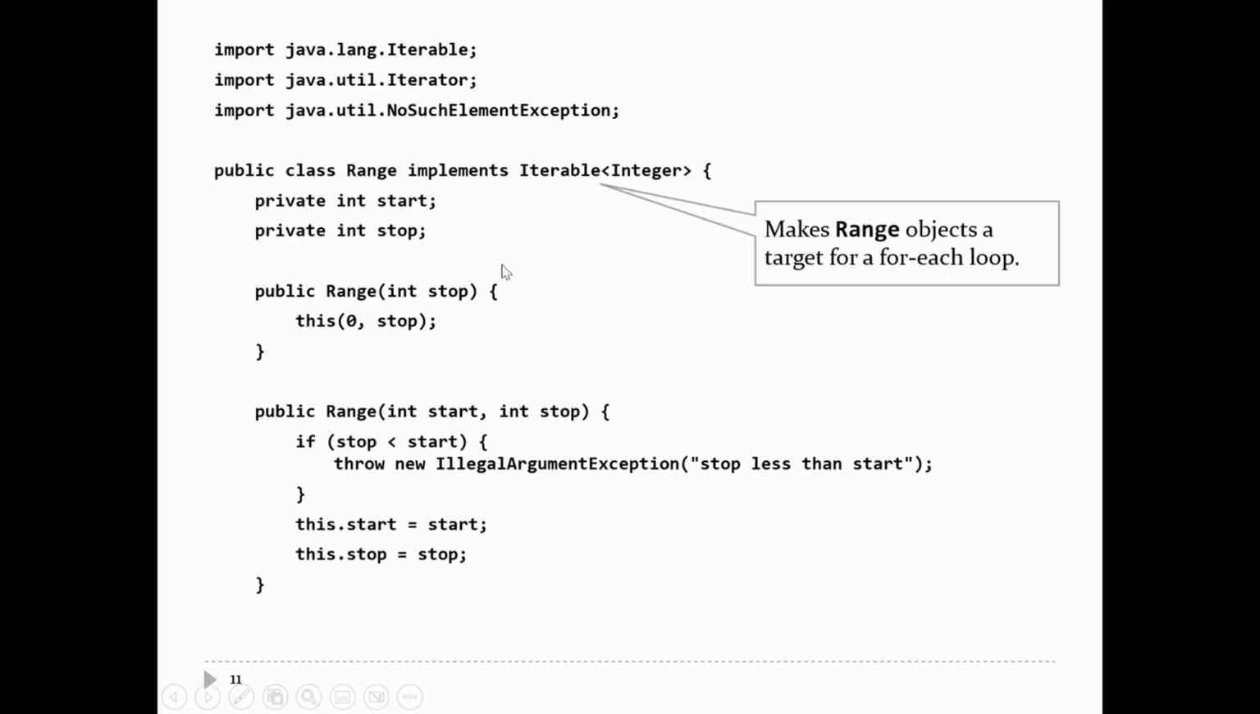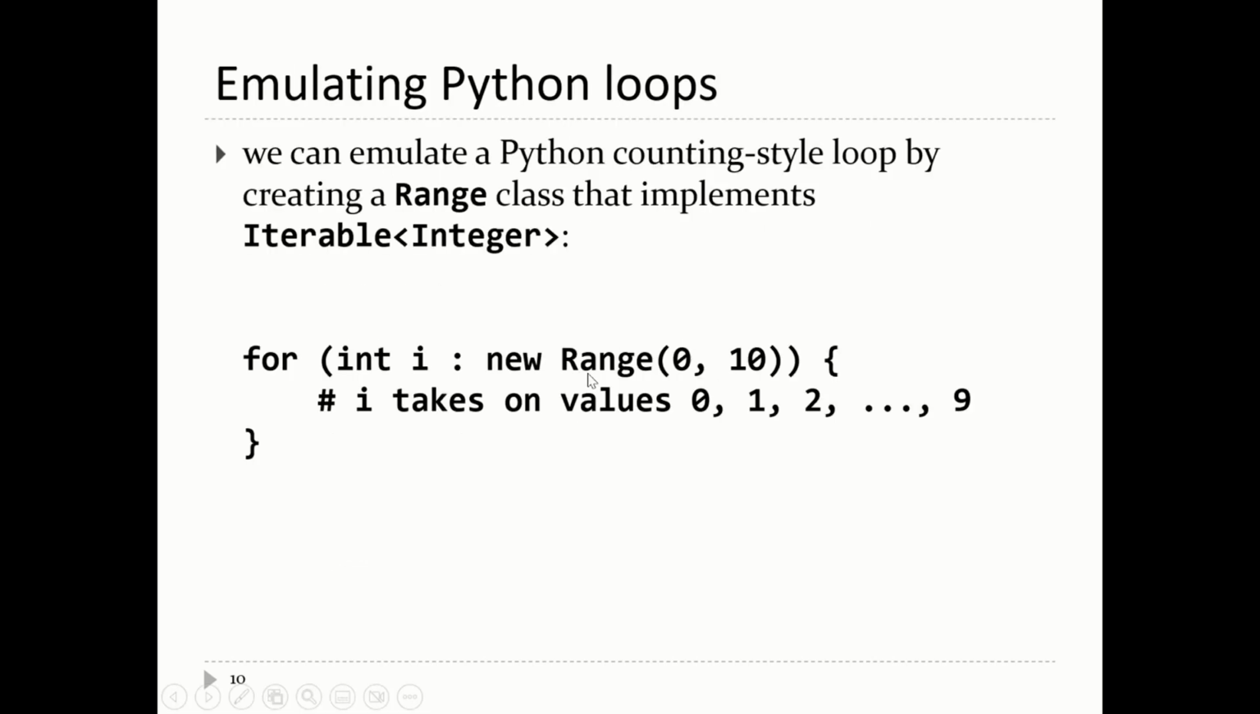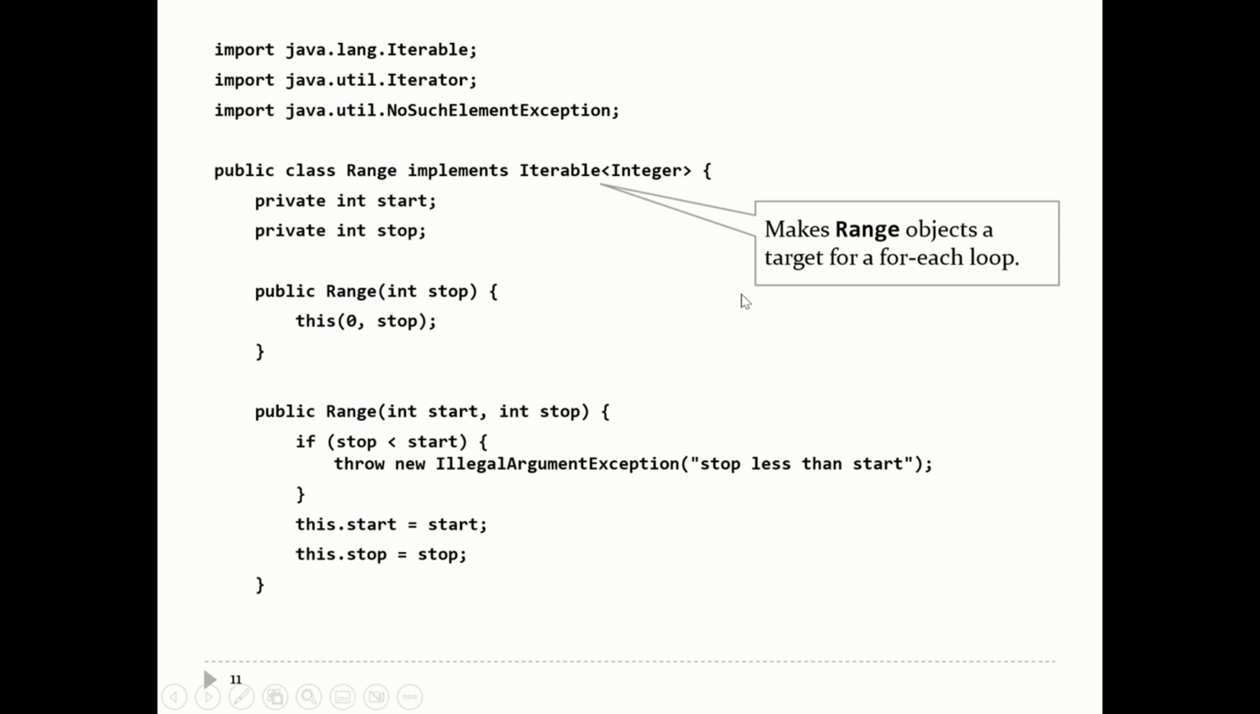All right, so let's see what this looks like. I'm going to implement the class called Range. Now remember, Range is just going to count from 0 to some number, and I want to use it like that. So I have to implement Iterable. The numbers that the Range produces are integers, so it's Iterable of Integer. And now I need something that can count from some starting value to some end value.